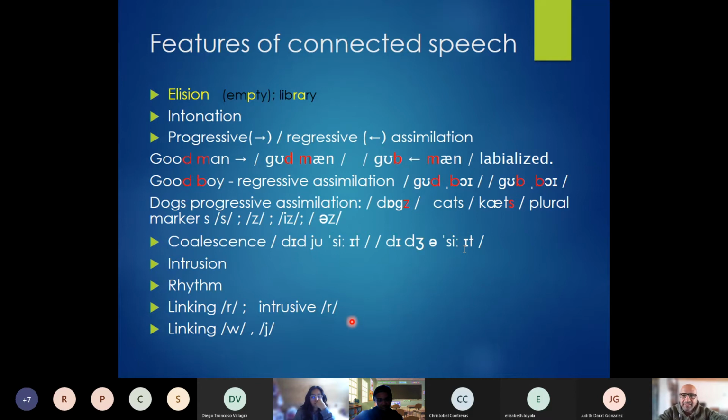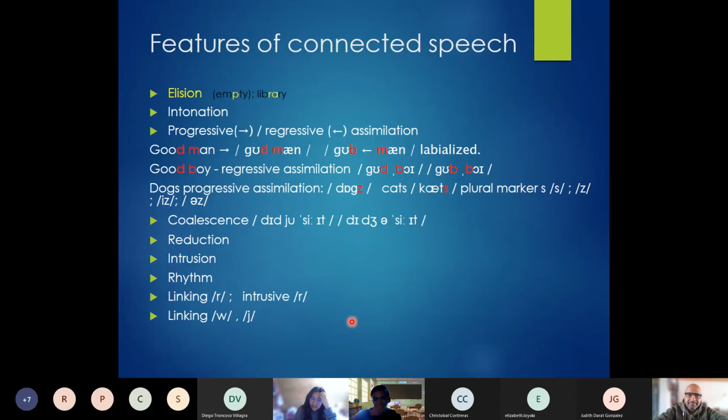How do we call this? Is this a feature of connected speech? I remember something about reduction, could be when the schwa is present. Okay, a reduction.